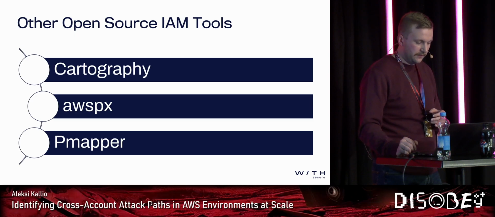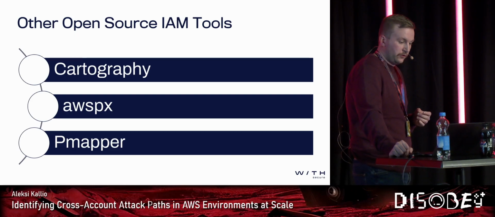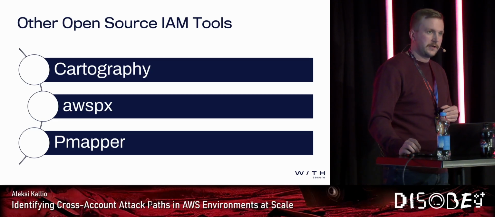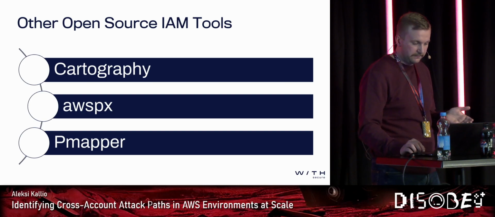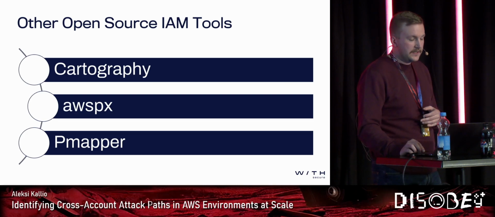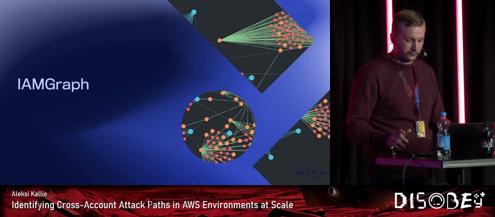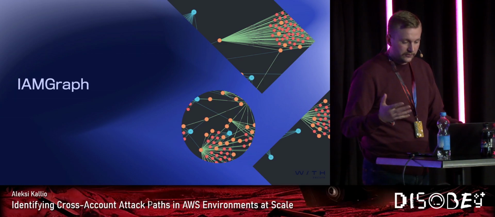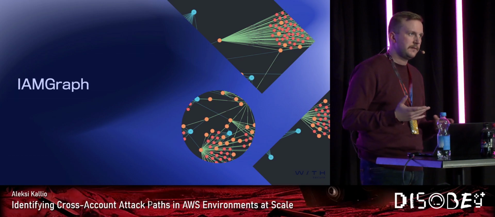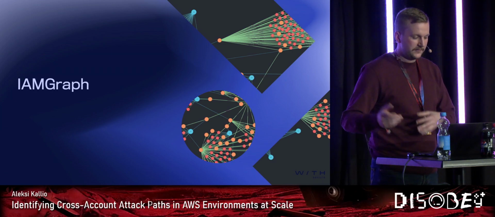And PMapper is also an IAM auditing tool or IAM assessment tool, but it's also maybe not the best if you are working with a very big environment with a lot of accounts. So we found that these available tools didn't really suit our needs, so we built our own tool called IAM Graph. IAM Graph is a tool to map the effective assume role paths between multiple AWS accounts as a graph. It works with IAM data, it's a graph, so IAM Graph is the name.